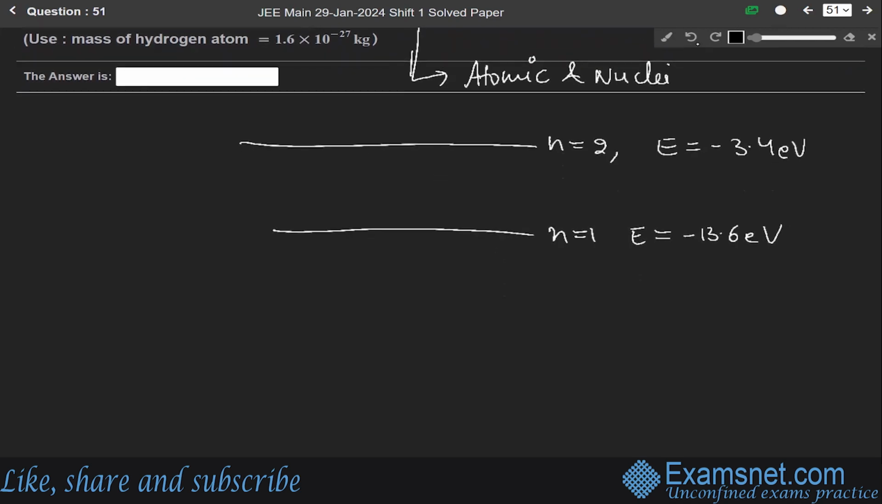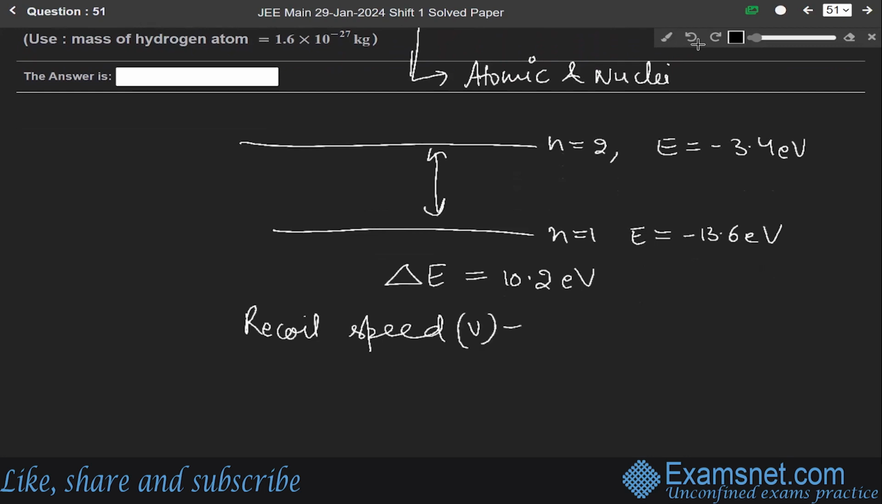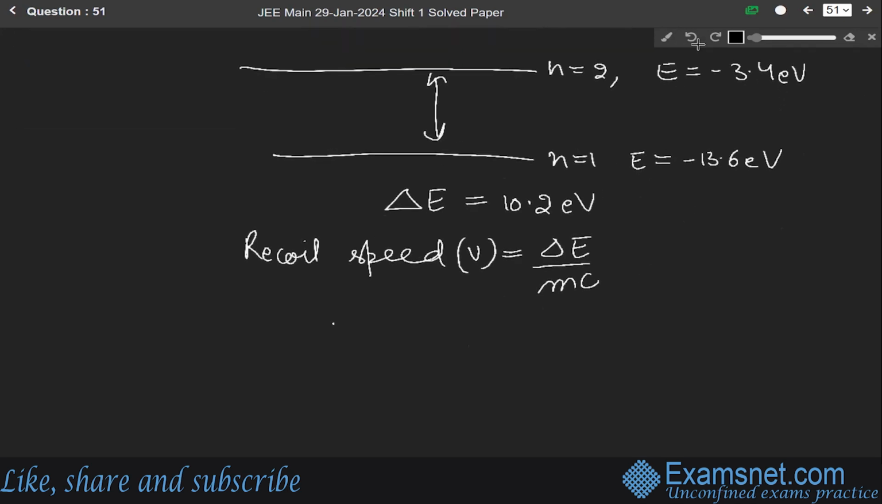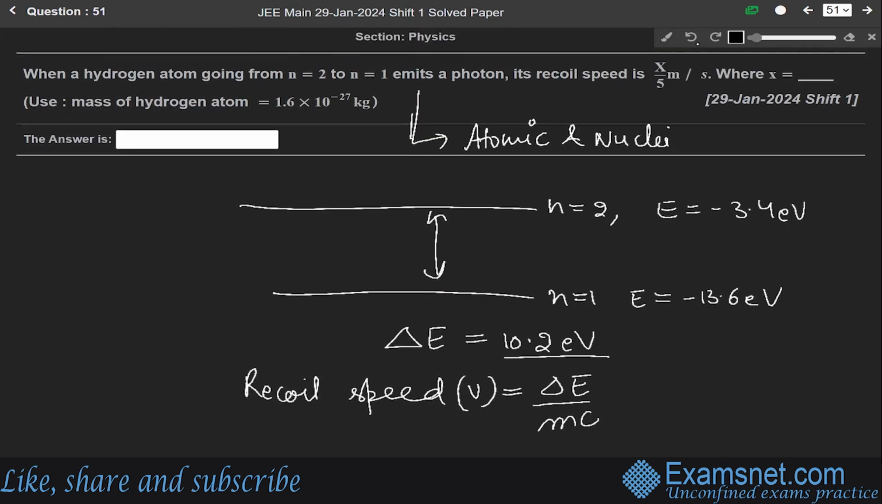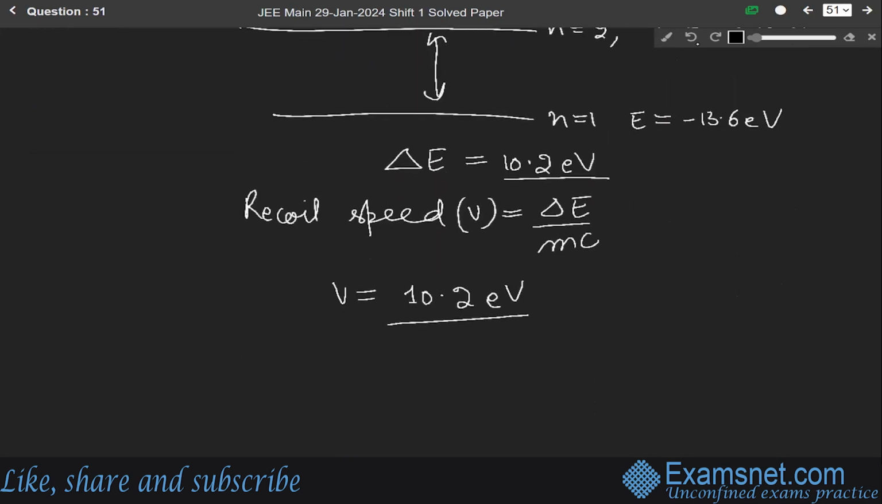First of all, the energy difference between two energy states, delta E, is equal to 10.2 electron volt. Now the recoil speed, the direct formula for recoil speed is delta V equals delta E over M into C. So V is equal to delta E, which is 10.2 electron volt, divided by M into C. M is the mass of a hydrogen atom, 1.6 into 10 to the power minus 27, and C is the speed of light, 3 into 10 to the power 8 meter per second.